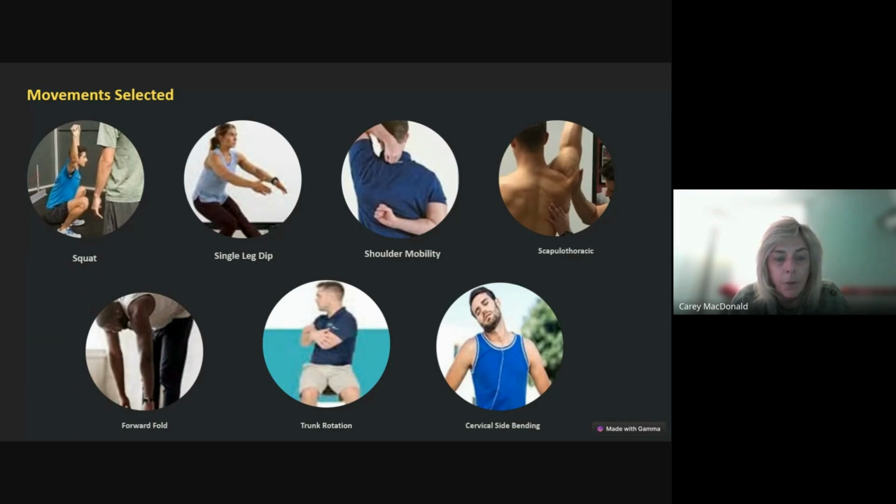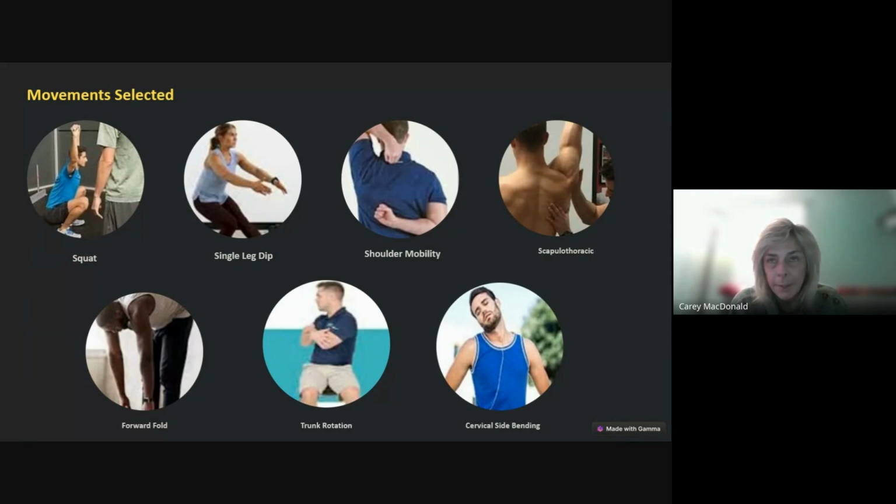We did that forward fold. Usually figured that was probably the most common one used for lower back and hamstrings and hip flexibility. We like the torso rotation because that would give you symmetry of sides again, so right and left. You can do it standing or sitting. Sitting just gives you a little bit better motion and ability to limit some of your lower body compensation. And then we did cervical side bending.